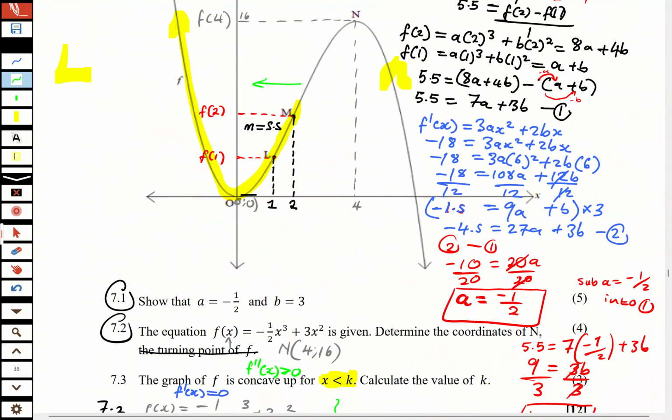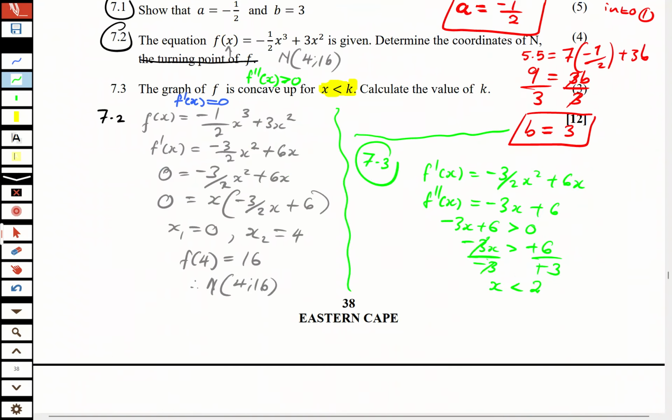So now let's see, 6 divided by 3, that's 2. Let's go back to the function. It means concavity happens here. This is the point of inflection where the graph changes between concave down and concave up. So x is simply less than 2 there.